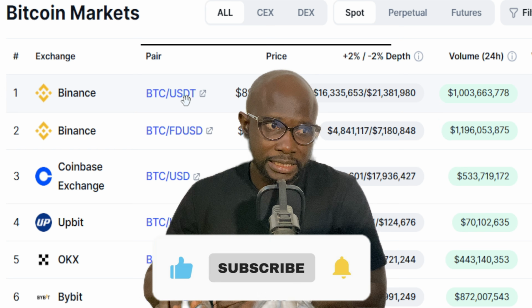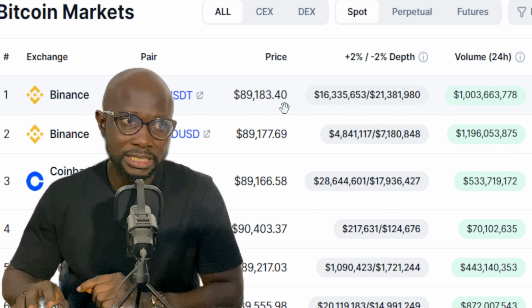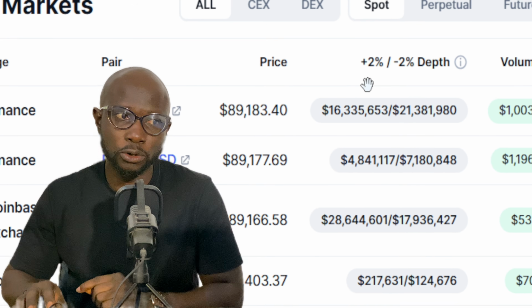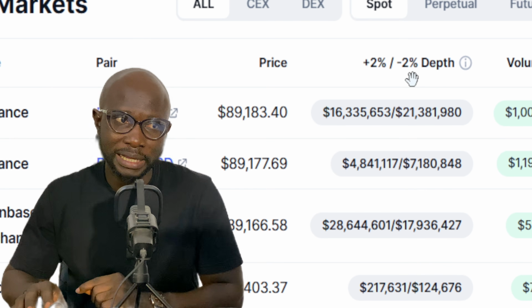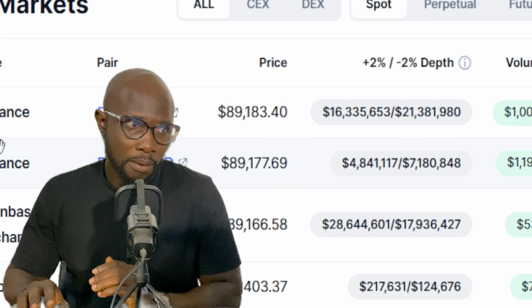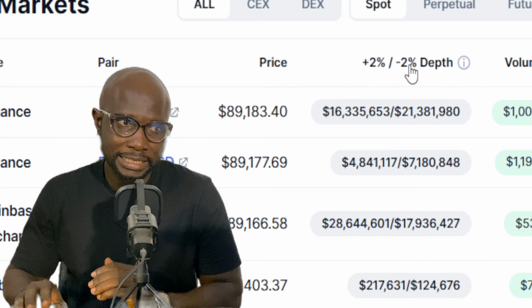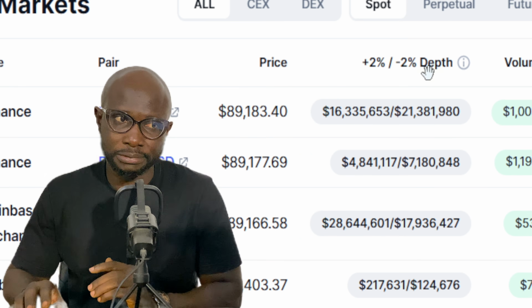BTC USDT. The next very important thing which makes us come here is this. Now by tracing it, you will get to this +2% and -2% depth. This is where we are headed to, and this is our reading for Binance. Now, I want to educate you about this +2% and -2% depth. This aspect of +2% and -2% depth is highly controversial in crypto trading. So, give me your full attention.